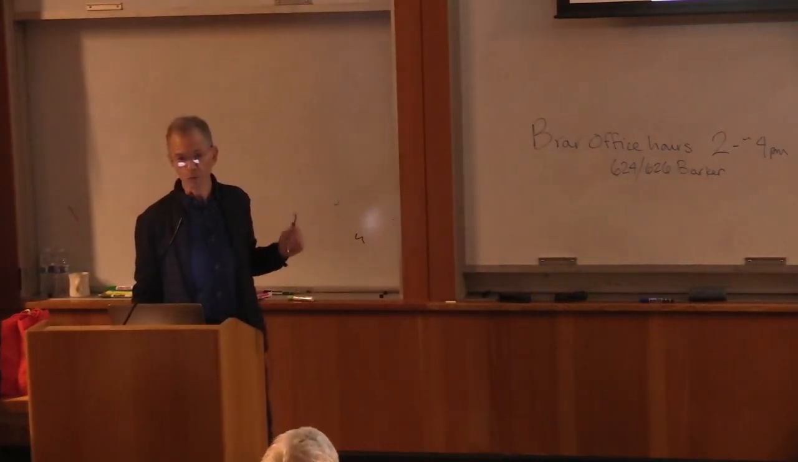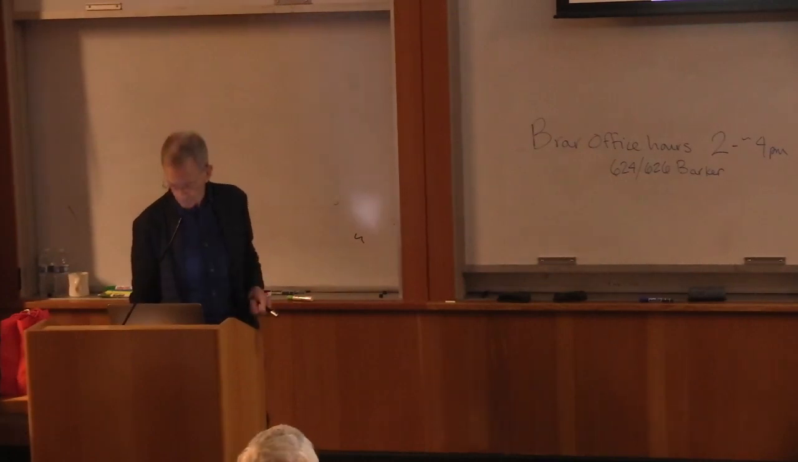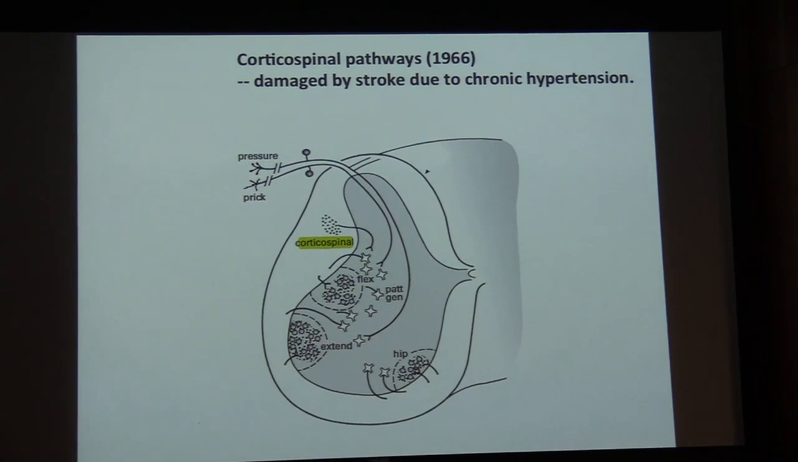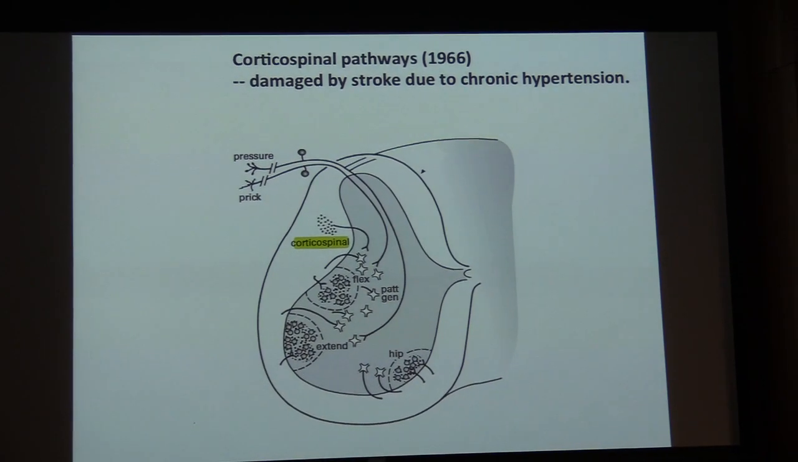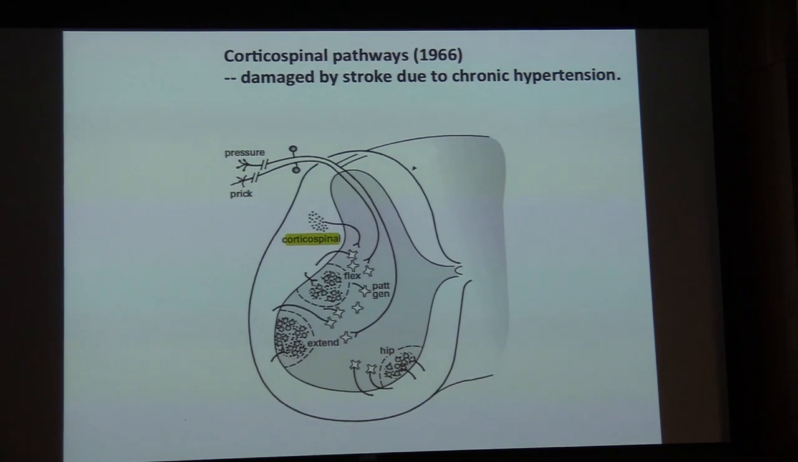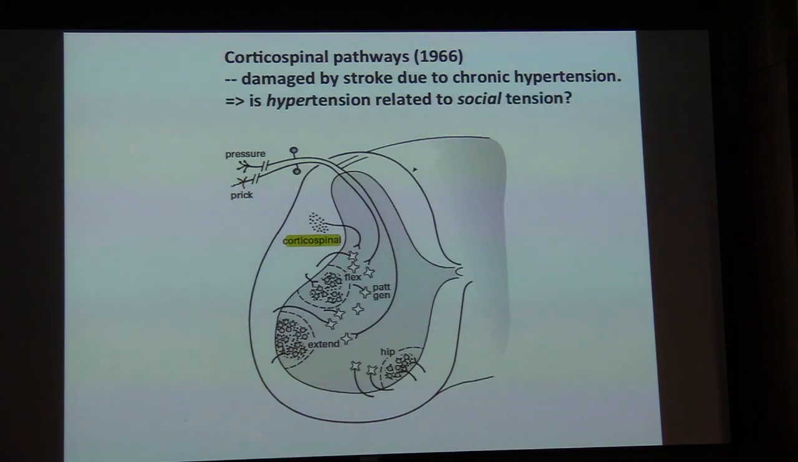And my professor was a neurologist, and he was studying cortical projections. These are the very projections that are damaged by stroke and cause hemiplegia, and they're caused by chronic hypertension. So I was thinking, well, what is causing chronic hypertension? And maybe it's related to social tension.